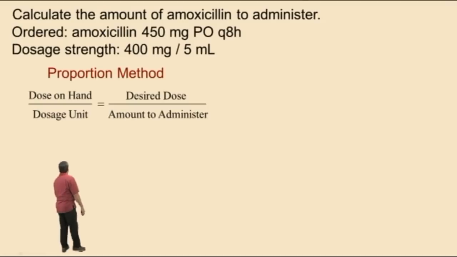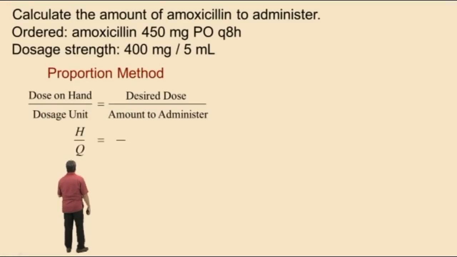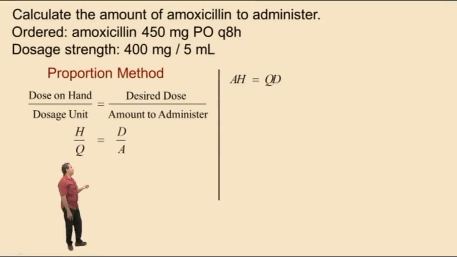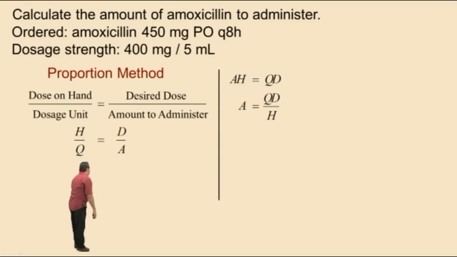Now let's go ahead and represent our quantities using their capital letter abbreviations. So here we have H over Q is equal to D over A. Now remember, we have to solve for A. To do so, we're going to cross multiply first. So we go A times H is equal to Q times D. And to solve our equation for A, we will divide both sides by H, giving us the equation A equals Q times D divided by H.